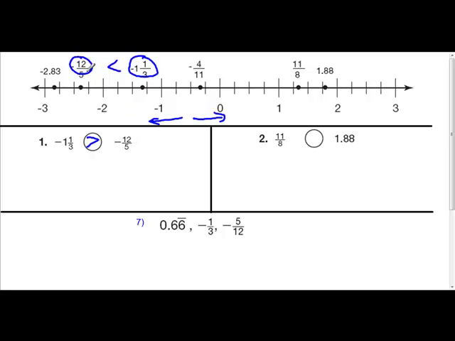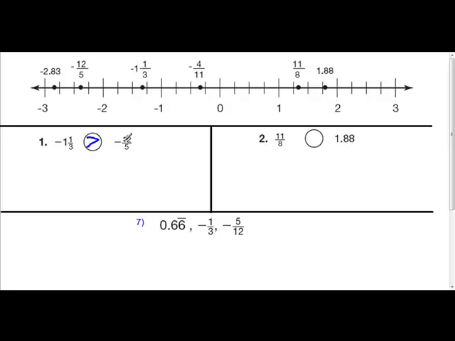Now notice how they're written in reverse order, so don't be confused and come down here and write this facing the wrong way. Make sure that the greater end, the larger end, is facing the larger number. And negative 1 1/3 is larger or greater than negative 12/5 because it is to the right on the number line. Now the question is, what would we do if we didn't have a number line? Let's take a look at this.